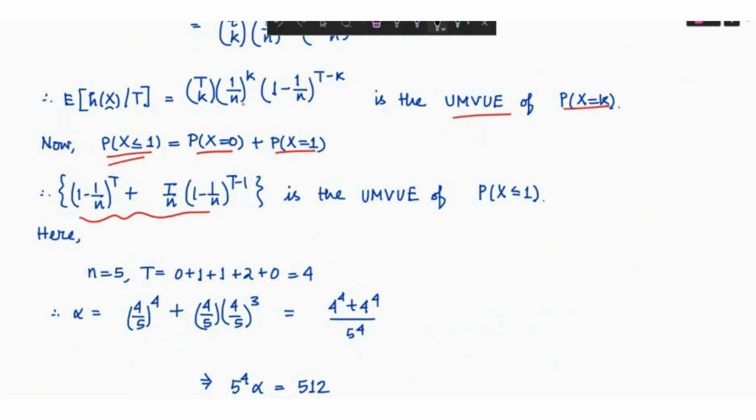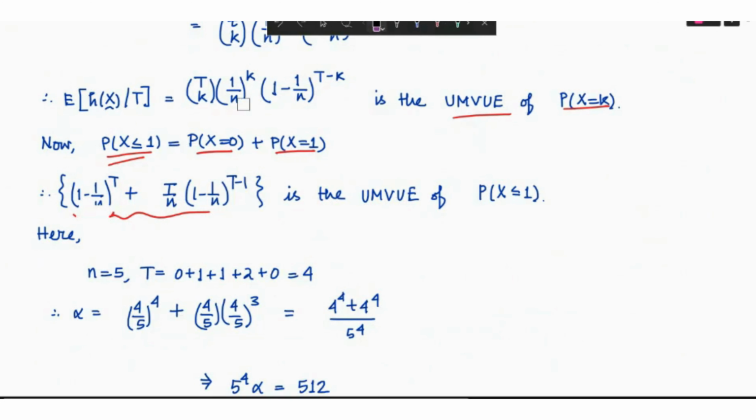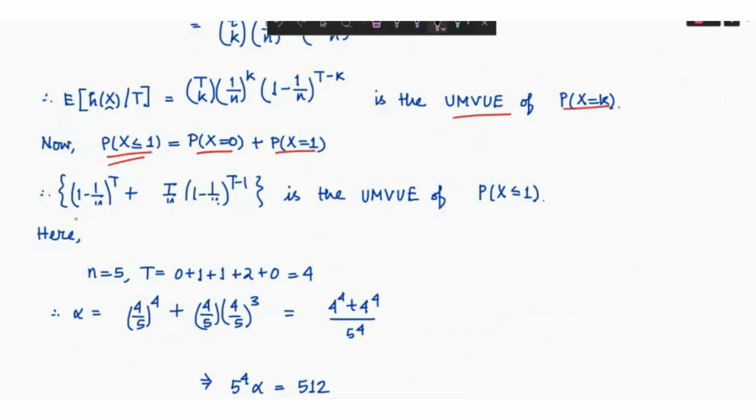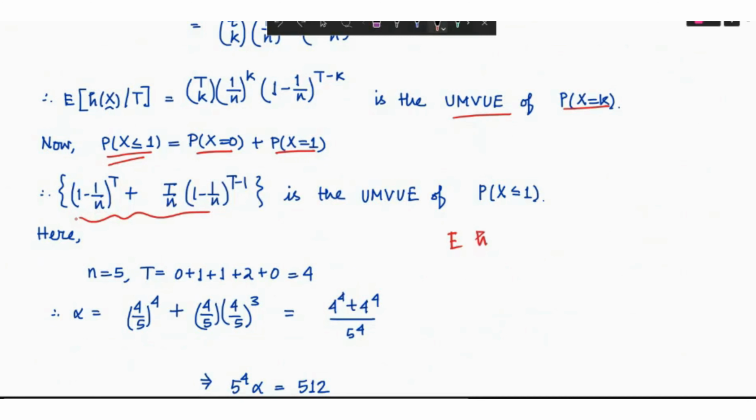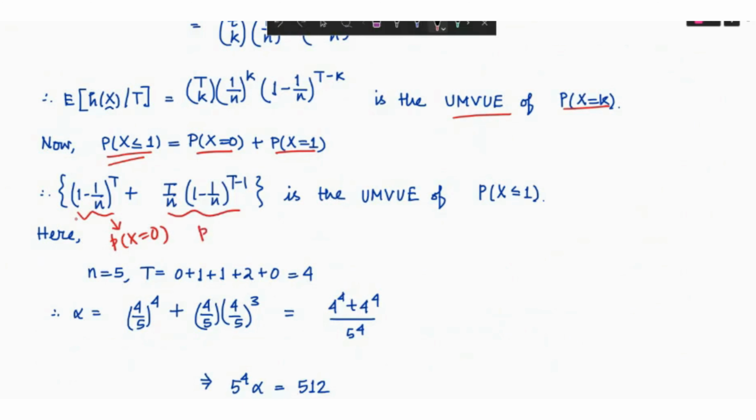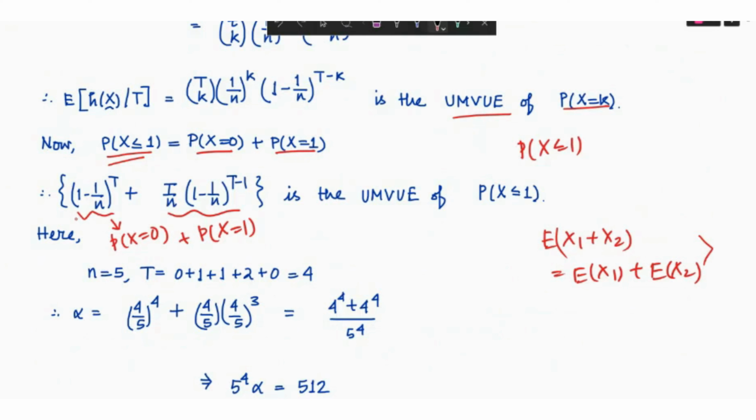Let me make it a bit clearer. The expectation of this first part will be probability of X equal to 0, and the expectation of the second part will be probability of X equal to 1. As a whole, expectation is additive, that is, expectation of X1 plus X2 equals expectation of X1 plus expectation of X2, if the expectations exist. So this becomes probability of X equal to 0 plus probability of X equal to 1, which is probability of X less than or equal to 1. So we proved that this is an unbiased estimator.